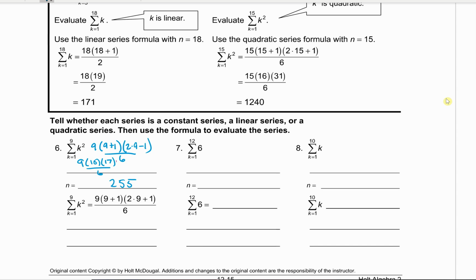Sum from 1 to 12 of 6. So this is just going to be 12 times 6. 12 times 6 is 72. Linear from 1 to 10 for k. So this is going to be 10 times 10 plus 1 divided by 2. So 10 times 11 is 110 divided by 2 is 55.